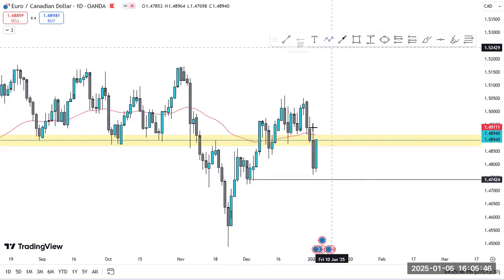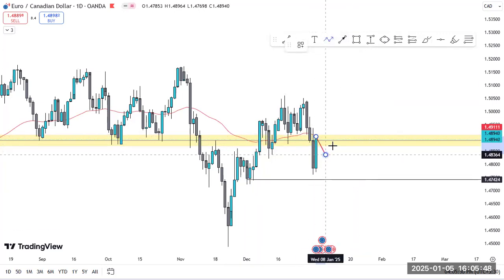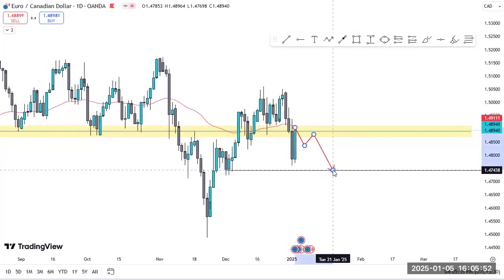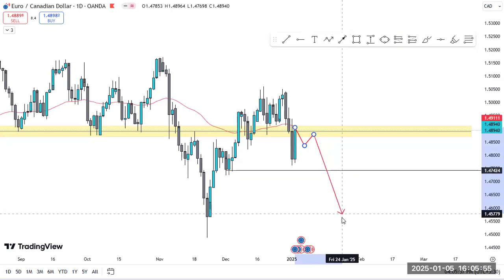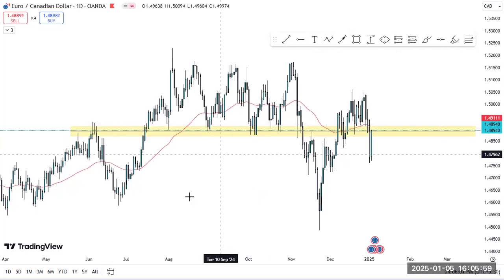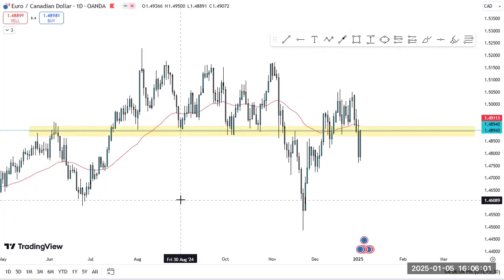The target on daily will be around this. So we'll be looking for sells in daily. After this kind of structure, we are looking for our first TP somewhere around this, and the second TP will be this. So that's the plan. Let's go to 4 hour.